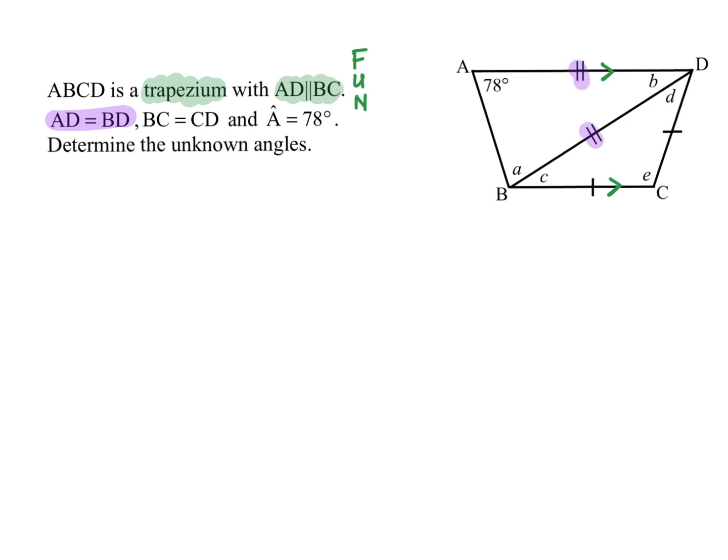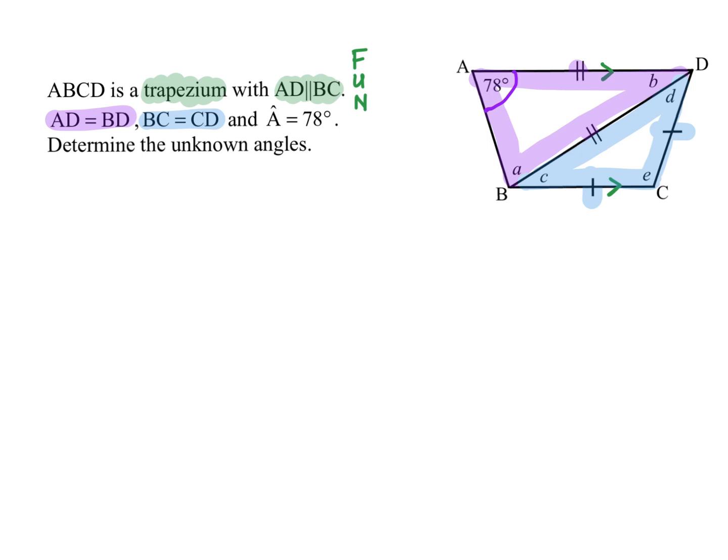So that means that this is an isosceles triangle over here. And they tell me that BC and CD are the same. So we have another isosceles triangle over here. No doubt we are definitely going to use something to do with isosceles triangles. Only one angle is given, and that is the 78 degrees over here. And we need to find all the other angles.